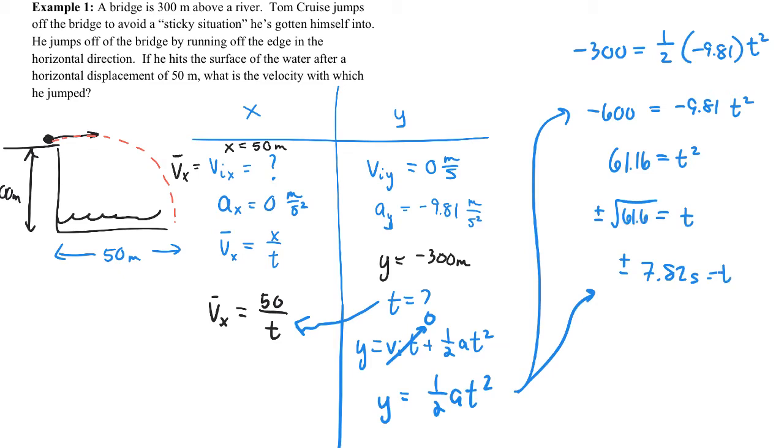Now, use the context of the problem. Use the context of this problem right here. It's plus or minus here. Can I have a negative time in this problem? I can't have a negative time. So my answer is 7.82 seconds.